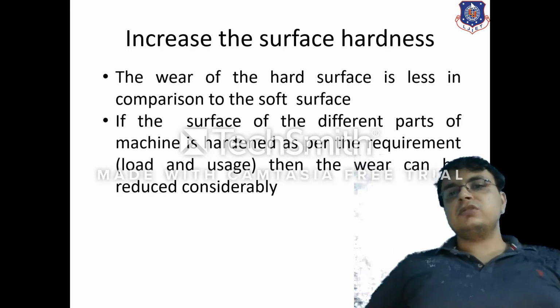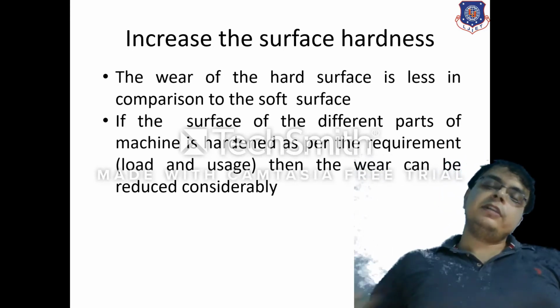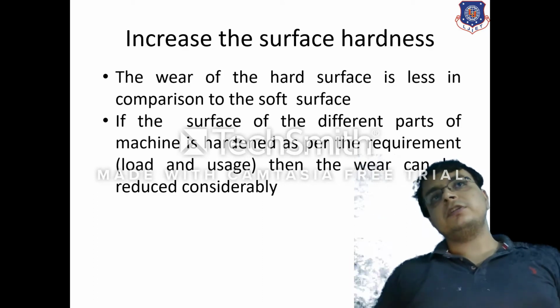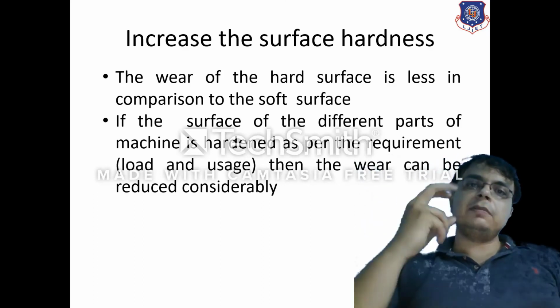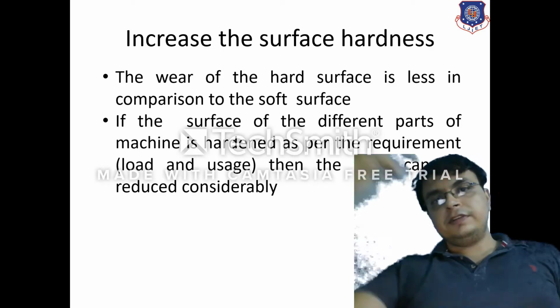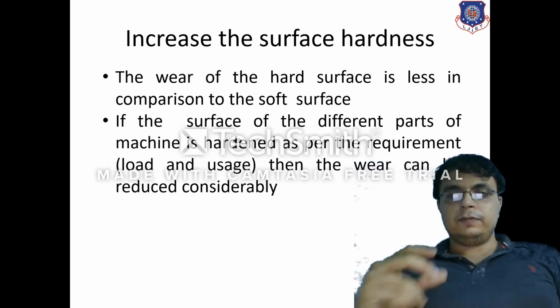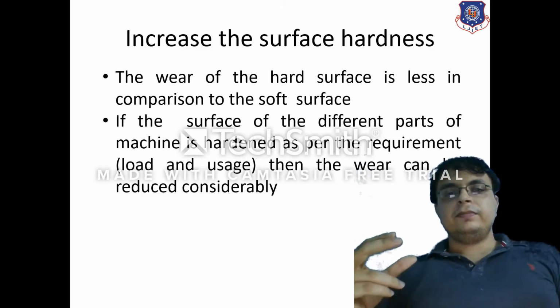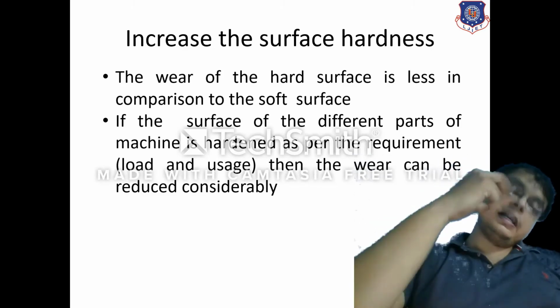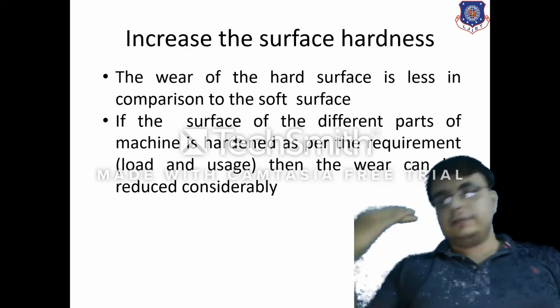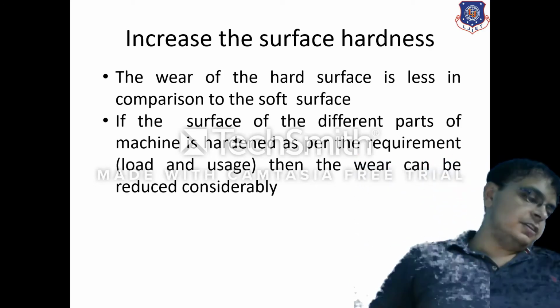The next method is to increase the hardness of the surface. If the surface is harder, then it will have more capacity to resist the load and it will get abraded less. The wear of a hard surface is lesser. So it is necessary that the machine should have a hard surface as per the requirement, as per the usage, as per the work. As a result, wear can be reduced.